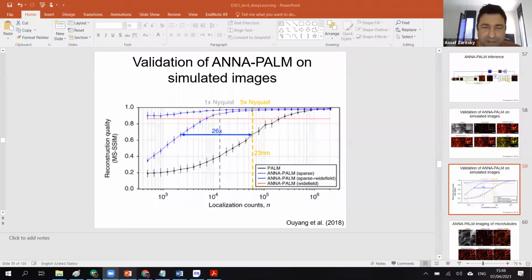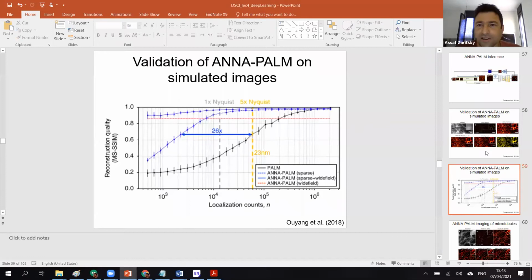Okay, so Leon, you asked what PALM is, and PALM is just a super resolution technique. Natalie talked about it, and it's just one. There is PALM and STORM and others. I don't want to repeat exactly what the differences are between each one.